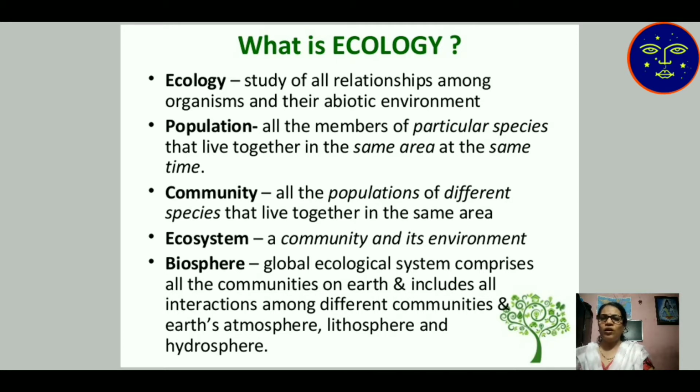Then population: all the members of a particular species that live together in the same area at the same time is known as a population. And community: all the populations of different species living together in the same or a particular area is known as a community. Ecosystem means a community and its environment. Community means all the species together remaining in a particular environment is known as its ecosystem.